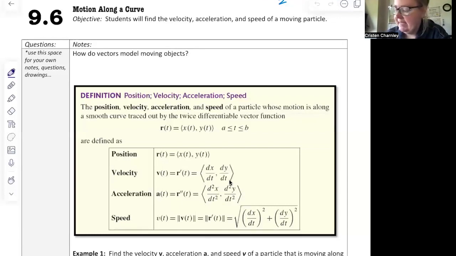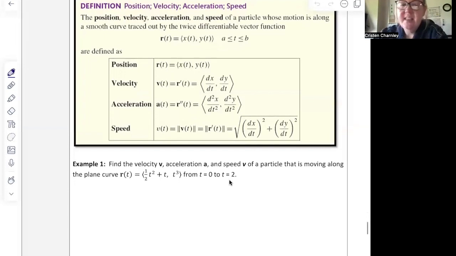So let's look at example number 1. Find the velocity, acceleration, and speed of a particle that is moving along the plane curve from t equals 0 to t equals 2. So let's start with position. And that's what's already given to us. And again, if you want to break it apart with your x component and your y component, that might be a little bit easier. So your velocity vector is going to be the first derivative.